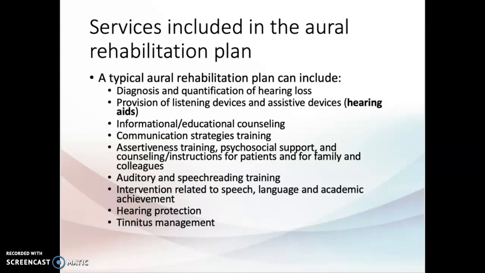Auditory and speech reading training, so enhancing a person's ability to speech read or lip read, take advantage of those visual cues. Intervention related to speech, language, and academic achievement. That's often a component for younger patients. Hearing protection, if they're in consistent noise, and then tinnitus management, which is often aided by using hearing aids and different programs within hearing aids that can help them deal with tinnitus.